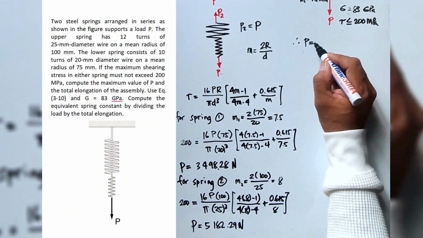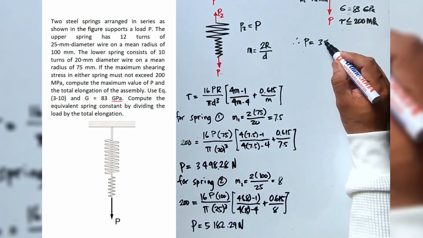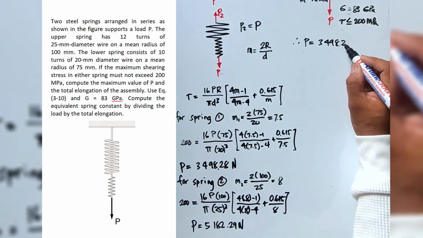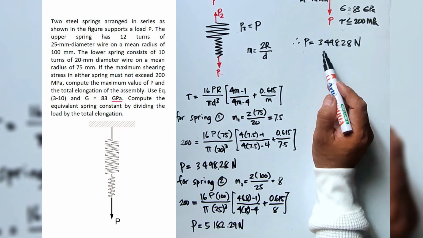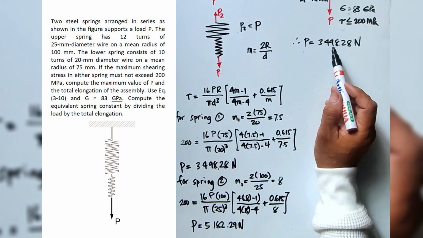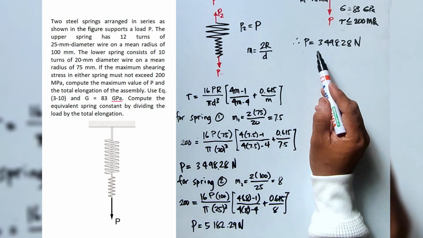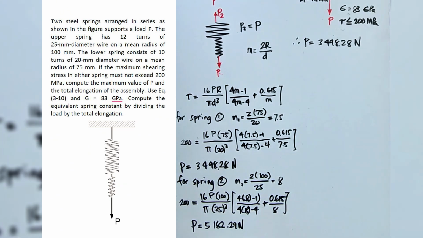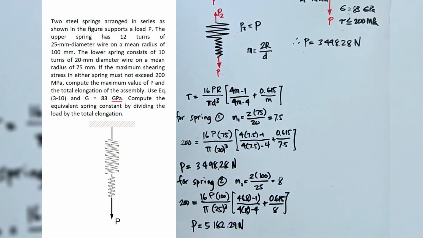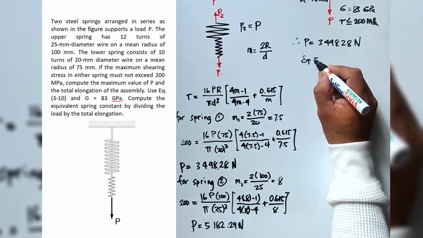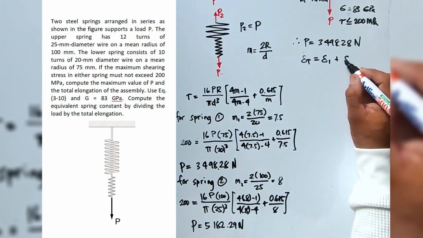So which is the correct answer for P? That would be P equals 3,498.28 newtons. So if this assembly is going to fail, it would be spring number 1. This one. Once P reaches 3,498.28, spring number 1 will fail. So P will not go past this value. That means this 5,182.29 is not the maximum value, but the 3,498.28 newtons.